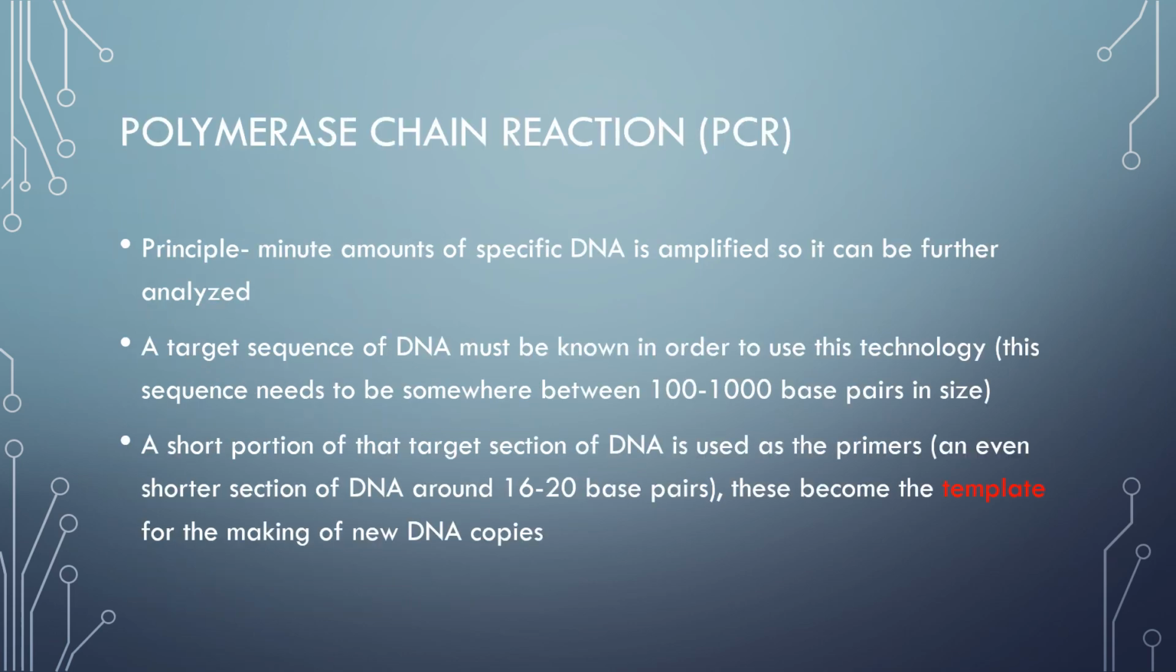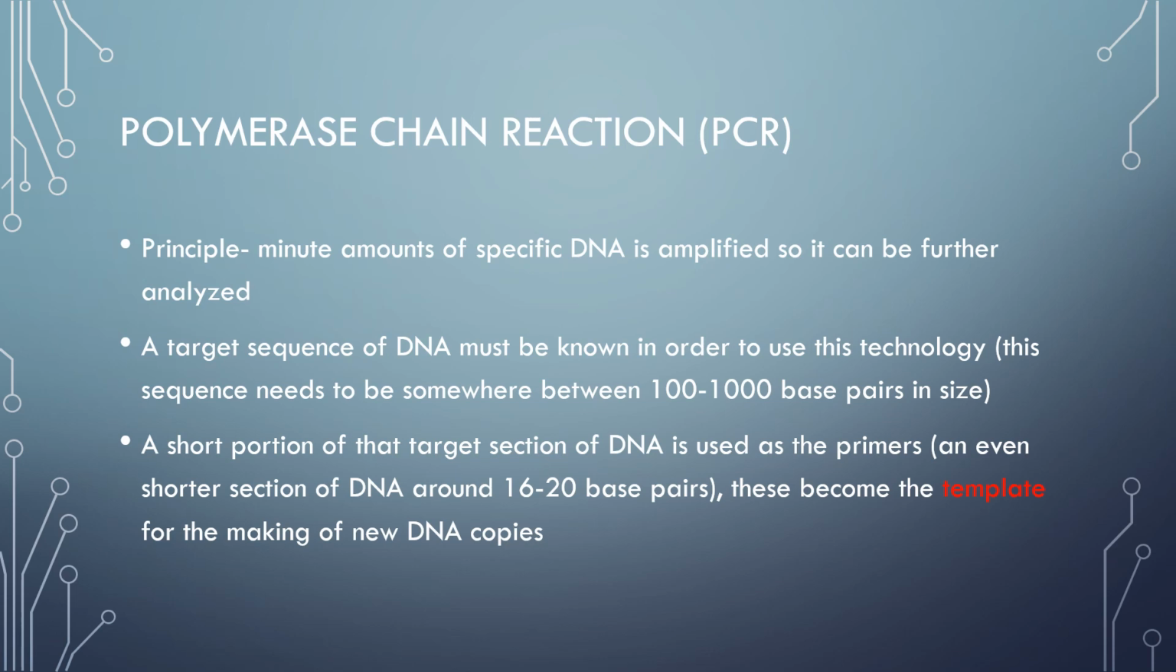One of the greatest advances ever in medicine is PCR, or polymerase chain reaction. It can actually amplify a single copy of DNA into billions of like copies in 25 to 40 cycles. The principle of polymerase chain reaction is that we take minute amounts of specific DNA and amplify it so it can be further analyzed. A target sequence of DNA must be known in order to use this technology. This sequence needs to be between 100 and 1,000 base pairs in size.